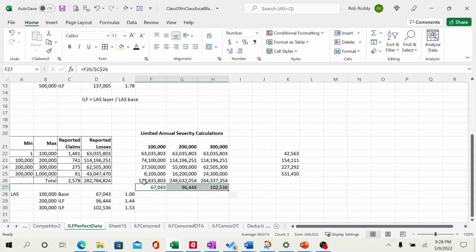You take your layers. Notice you can do it algebraically, and they work out to be the same. I prefer the limited annual severity. I took the shortcut because I was trying to go too fast. As John Wooden said, be quick but don't hurry. I was unfortunately hurrying rather than trying to be quick. So your LAS is 67,000, 96,000, 102,000.